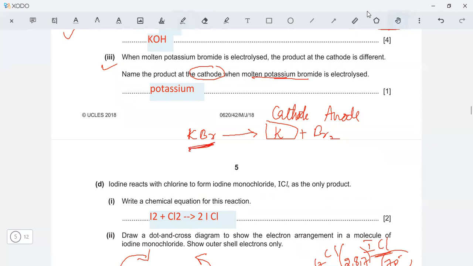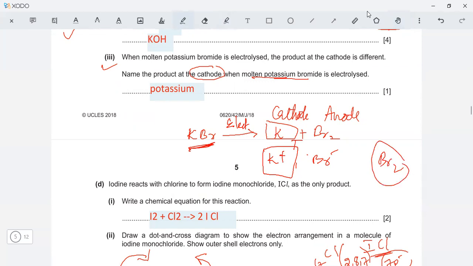So when the potassium bromide is provided with electricity, it will be divided into K plus and Br minus. The K plus, potassium ion, will be discharged at the cathode, and the bromide ion will be discharged at the anode to form bromine liquid. So the product will be potassium metal at the cathode, whereas bromine liquid, Br2, will be produced at the anode.